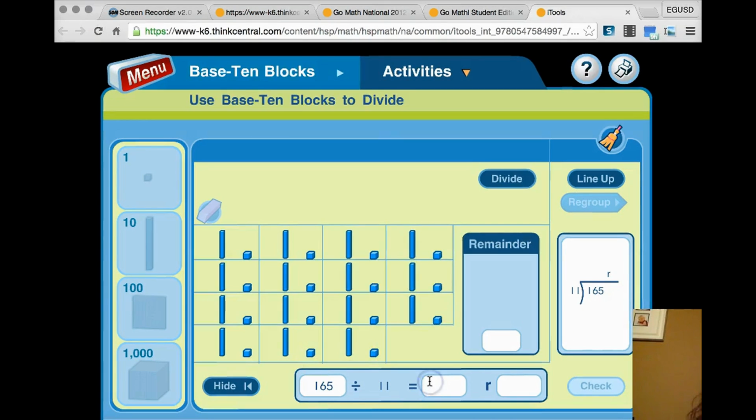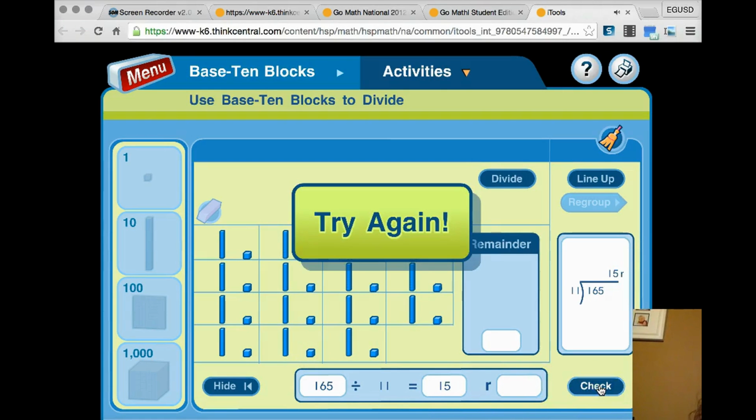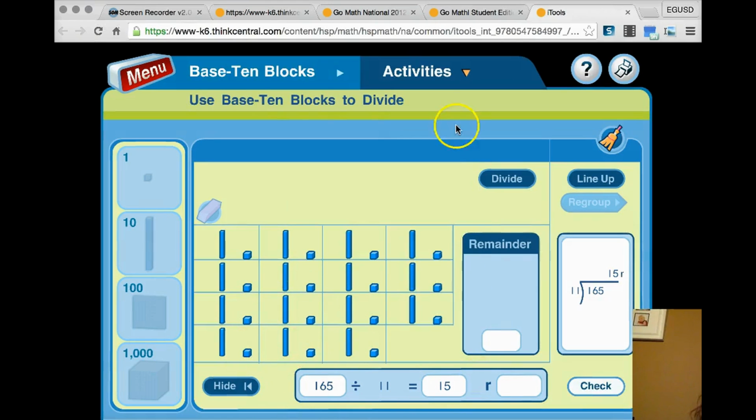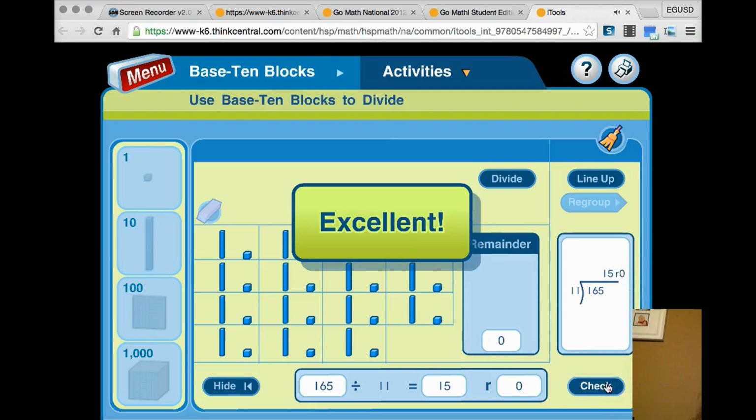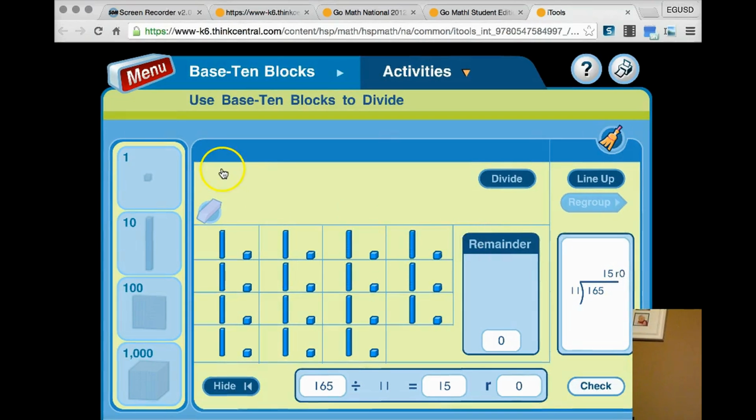On your own, if I put 15 here, and then I have nothing left over, I can check. Oh, let me try that again. Okay, so I know what I did wrong. I didn't actually put in the remainder. So once we put in the remainder, we don't have a remainder, so we're going to put in 0. So we have 15 remainder 0. When I check it, then I see that I got it right.